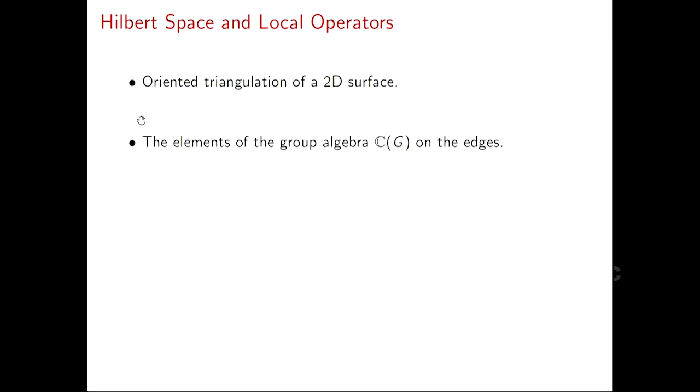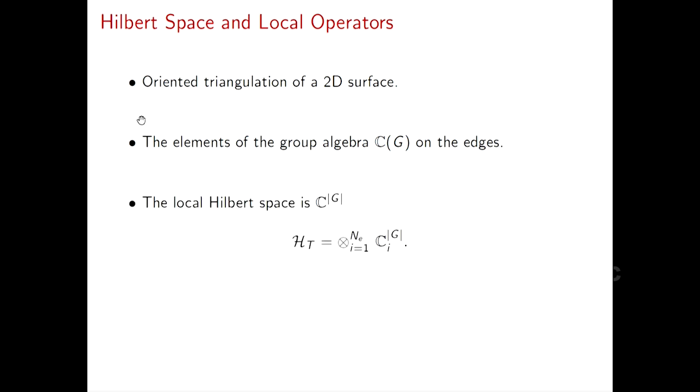And then for the Hilbert space, I will choose some finite group G, and then choose the group algebra of G. This group algebra is going to be spanned by the elements of this group. Remember, it's a finite group, so the order of the group will be the dimension, and it's going to be located on every edge of this triangulation. So if I call the order of G this, the full Hilbert space is just the tensor product of the CG on all the edges.